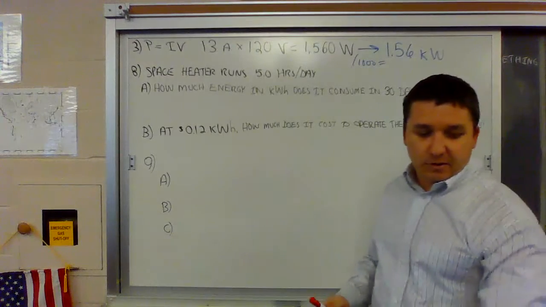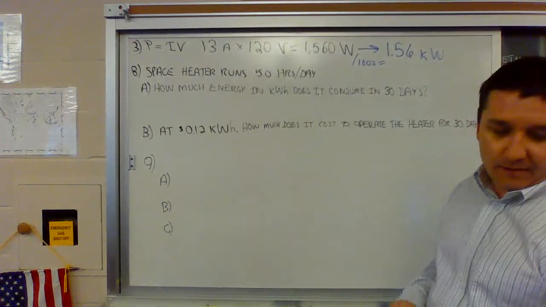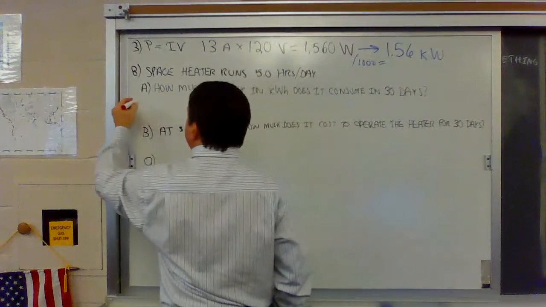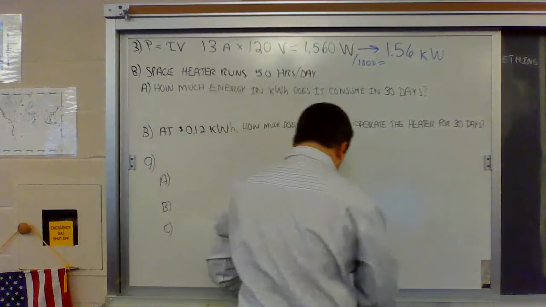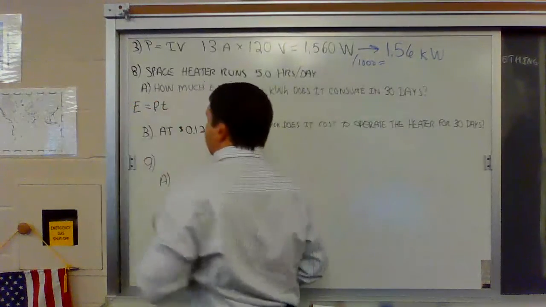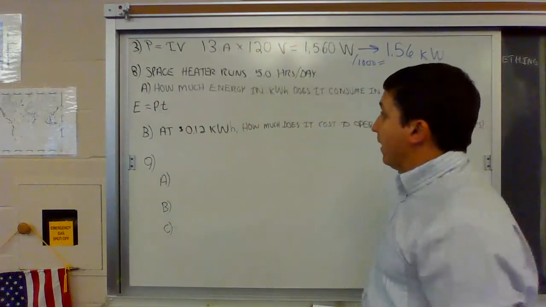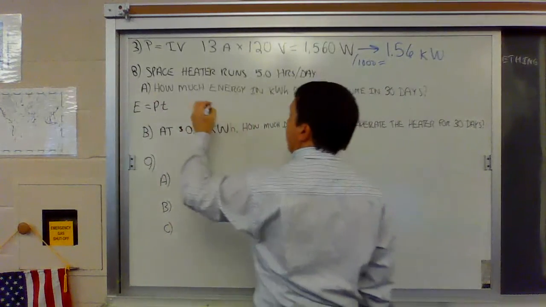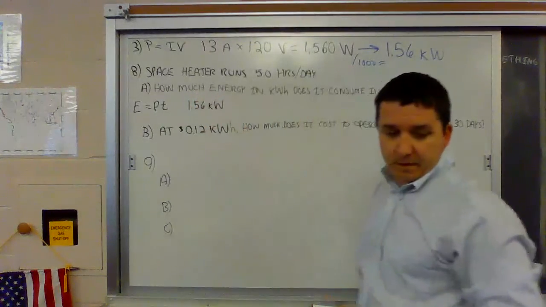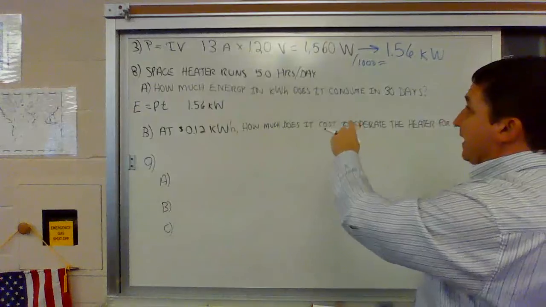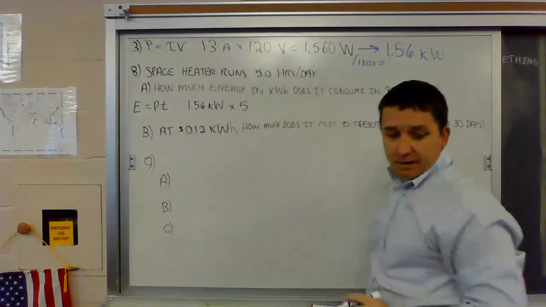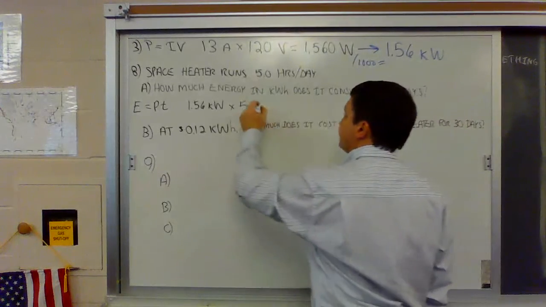Now the question is, how much energy in kilowatt hours does the space heater consume in 30 days? So now I'm looking at question part A under number 8. We're talking about calculating the amount of energy, so I'm going to use this formula: E equals P times T. Now, from number 3, the power is 1.56 kilowatts. How many hours is the space heater running a day? 5 hours. So we're going to multiply that by 5.